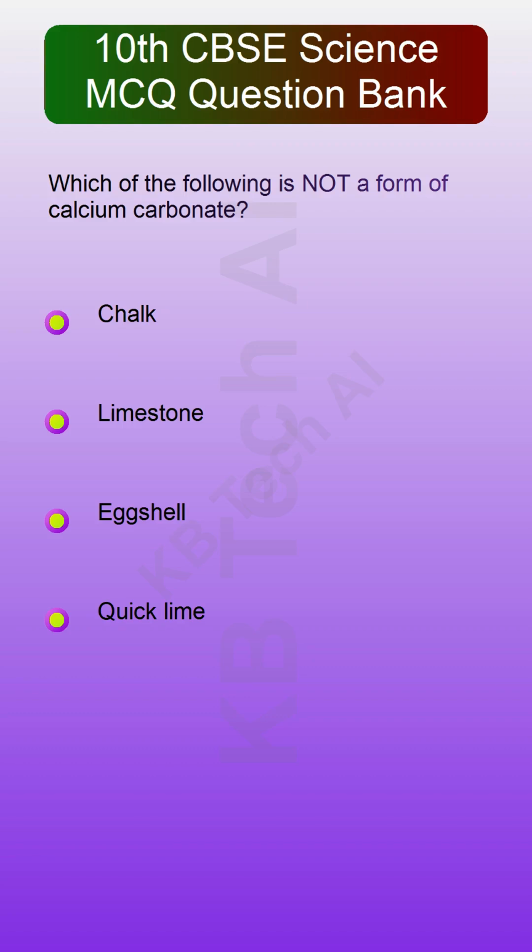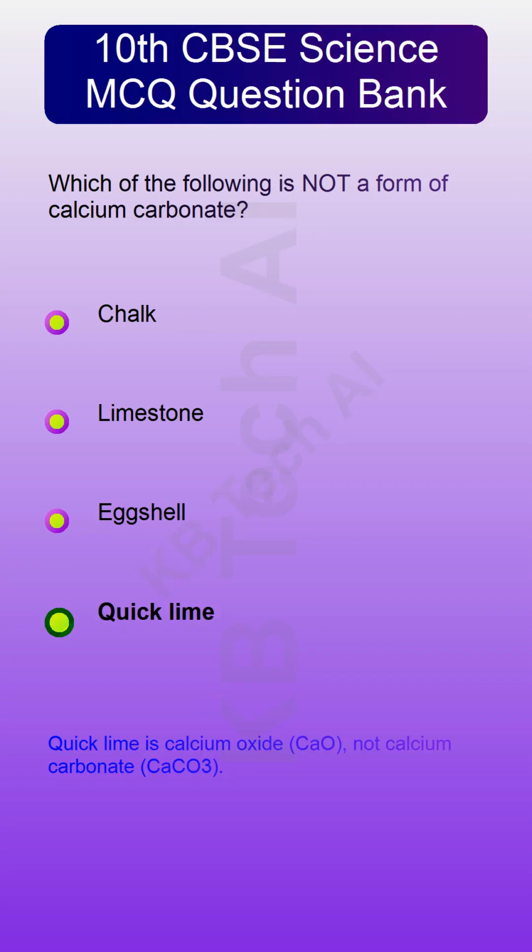Which of the following is not a form of calcium carbonate? Option 1, chalk. Option 2, limestone. Option 3, eggshell. Option 4, quicklime. The answer is option 4, quicklime.